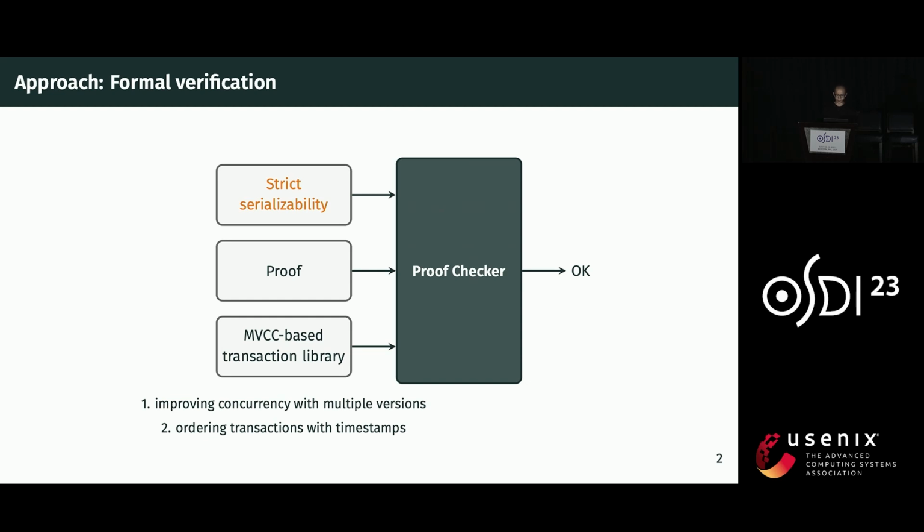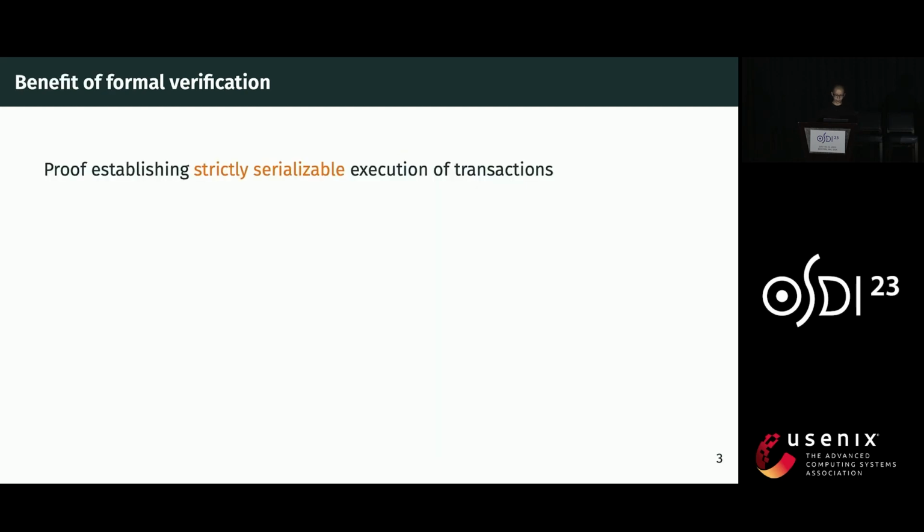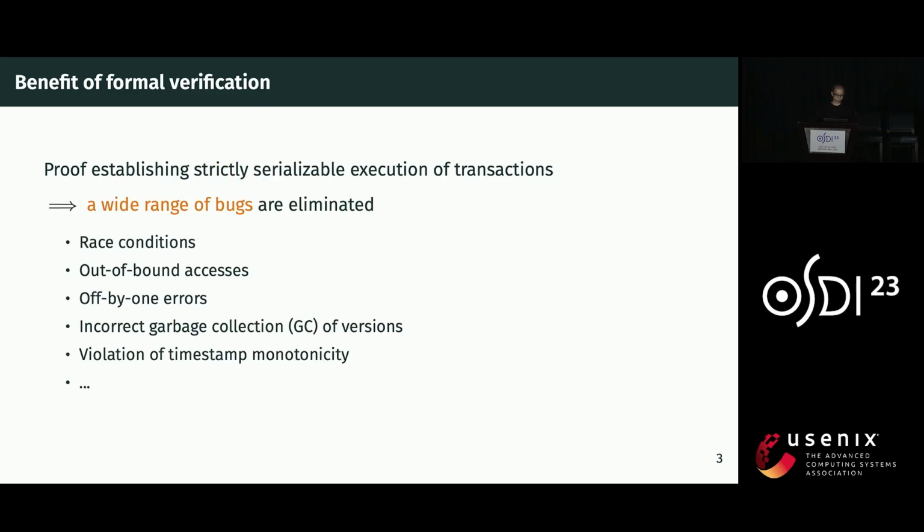So what guarantees do we actually get when a proof checker says OK? The most important guarantee we get is that transactions must execute in some strictly serializable order. This also implies that a wide range of bugs are eliminated. This includes race conditions, out-of-bound accesses, off-by-one errors, incorrect GC versions, violation of timestamp monotonicity, etc.